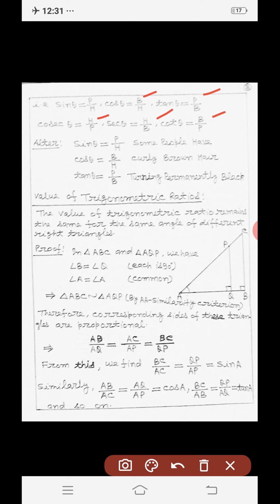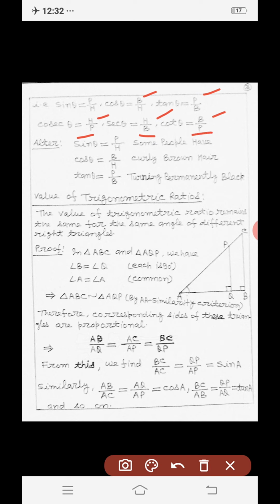In sequence we can write sin theta equal to P by H, cos theta is equal to B by H, tan theta is equal to P by B. And in reverse we can write Har Har Bol Pandit Badri Prasad, means cosec theta is equal to H by P, sec theta is equal to H by B and cot theta is equal to B by P.